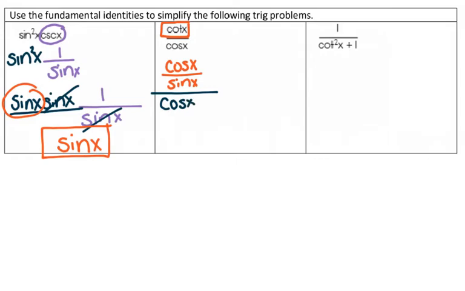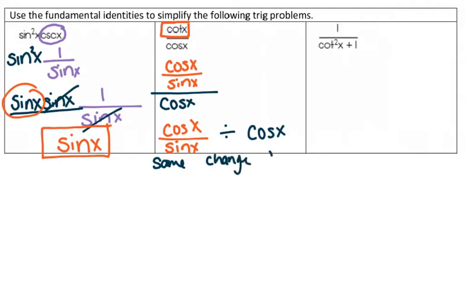Alright, so from previous math courses, this is really what it looks like. So you have this that you changed, and then it's being divided by cosine x. So whenever you have a fraction being divided, that's when you use same, change, flip. So you keep the first one the same, you change it to multiplication, and now you're going to flip the second fraction.